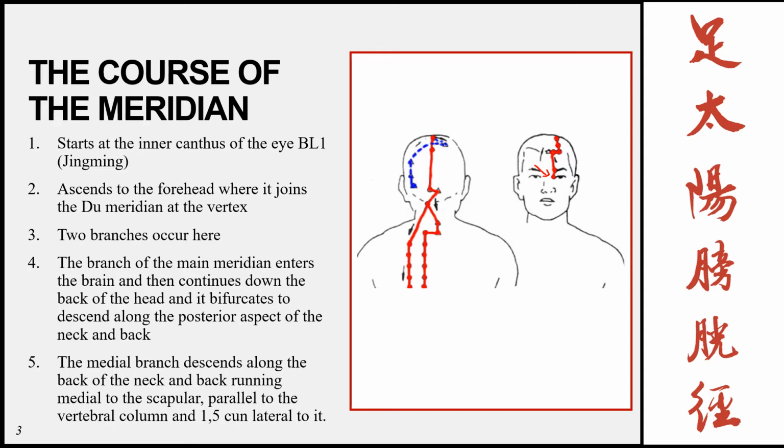And at the neck, it bifurcates to descend along the posterior aspect of the back. So the bifurcation is over here. At this point here, you can see it splits into two different pathways. And now we're going to follow just the medial pathway. This pathway continues descending along the back, and it runs medial to the scapula and parallel to the vertebral column, but 1.5 cun lateral to it.